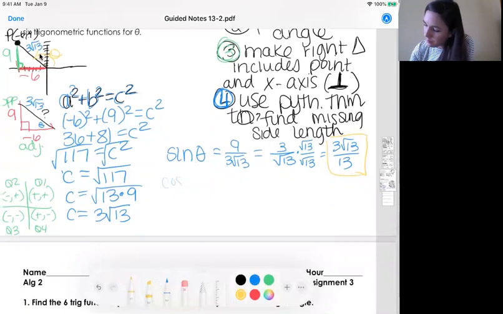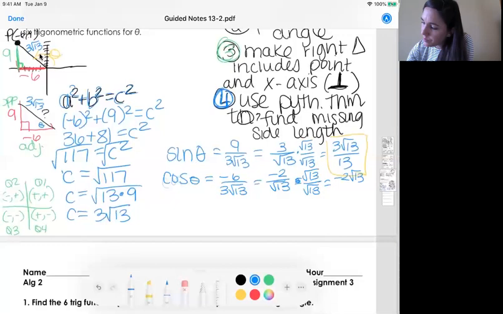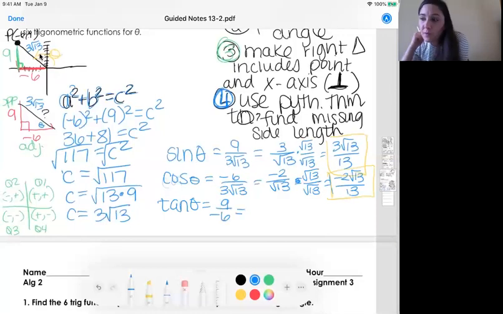All right. Cosine. I'm going to run out of room. So cosine is our adjacent. So -6 over 3 root 13. So we'd have -2 over root 13. We must rationalize. Multiply by root 13 over root 13. So -2 root 13 over 13. All right, and then tangent. Tangent is opposite over adjacent. So 9 over -6, which is -3 over 2.